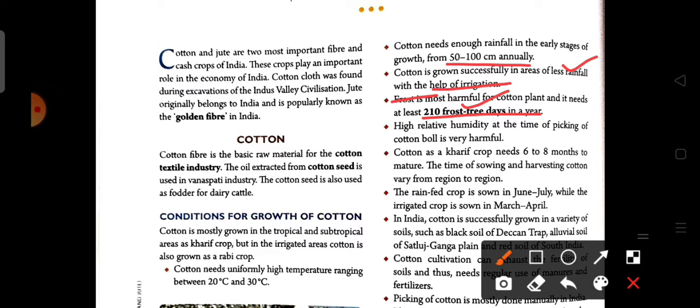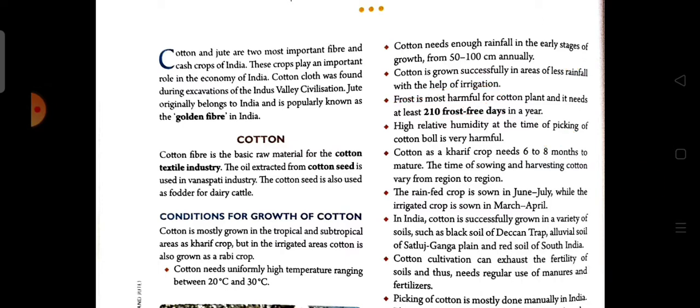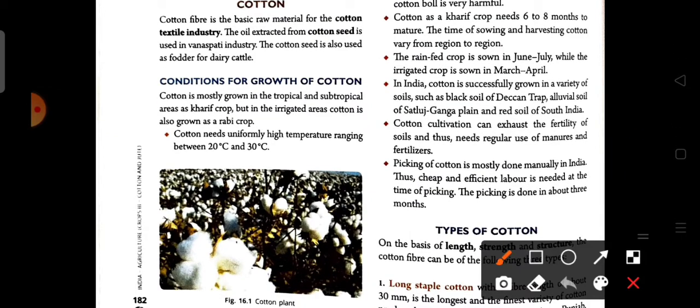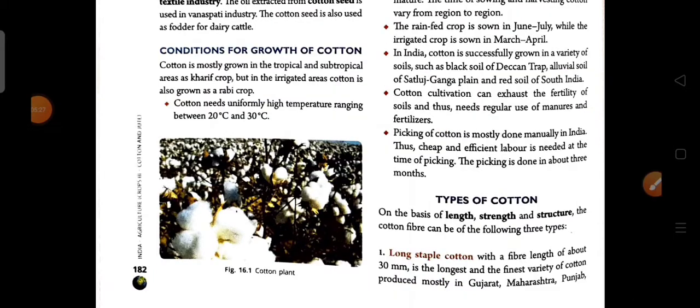Also, it is a kharif crop, and as a kharif crop it needs 6 to 8 months to mature. Now in India it is grown in a variety of soils, that is black soil, alluvial soil, red soil, etc. And as it exhausts the fertility of the soil, it also needs regular manure, and the picking of cotton is done manually, by human laborers. So here we know about the conditions for the growth of cotton.